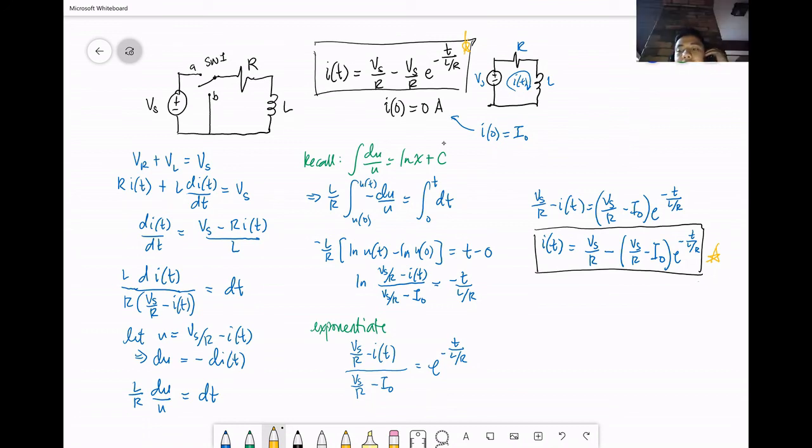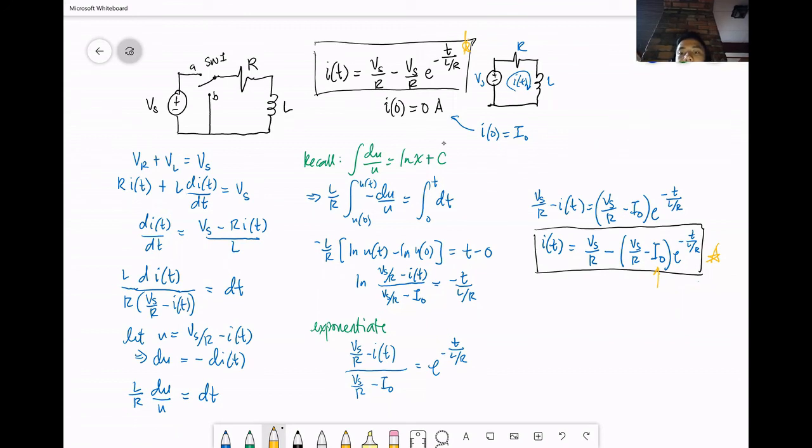So I of 0 here, there's no I of 0 in the first equation. Why is I of 0 not found in the first equation? Since it's assumed to be a value of 0, sir. Okay, very good. If you look at this expression, the initial value here is 0, meaning we assume that initially the inductor is uncharged.